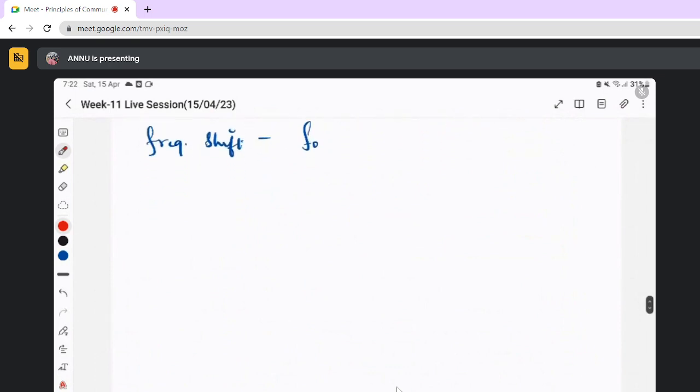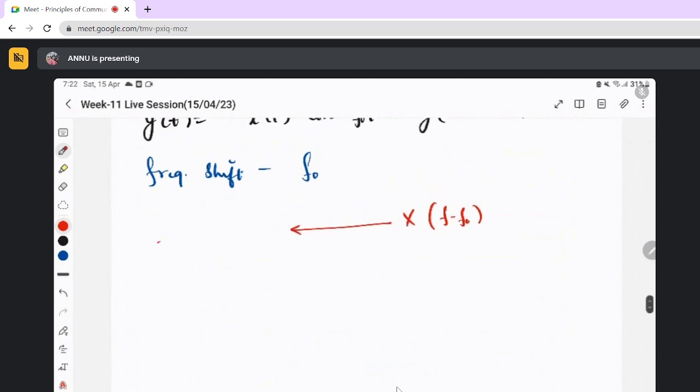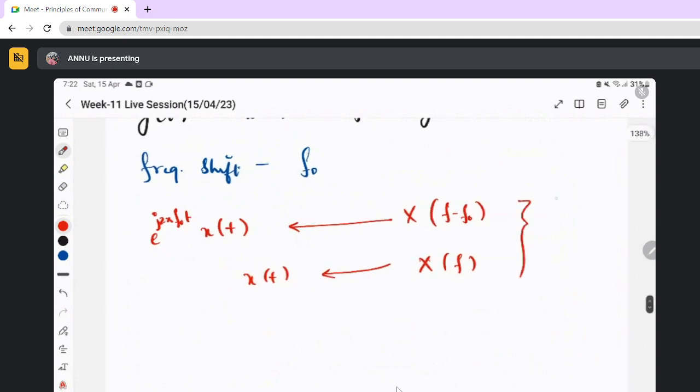Suppose you have X(f minus f naught), what will it correspond to? It will have e power j 2 pi f naught t times x(t). So X(f) corresponds to x(t). This is the foundation of phase shift, shifting in frequency.